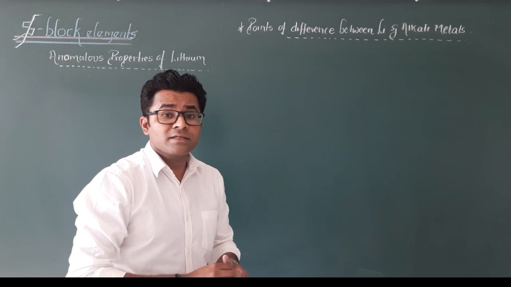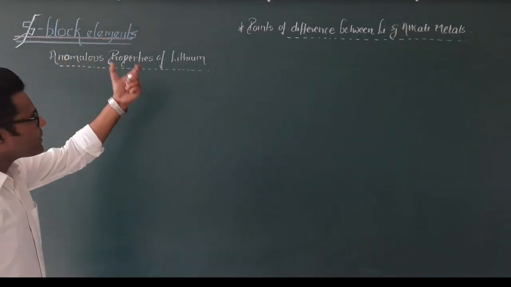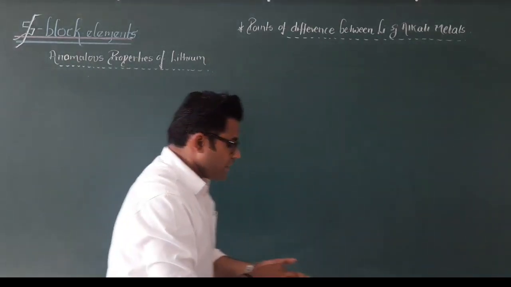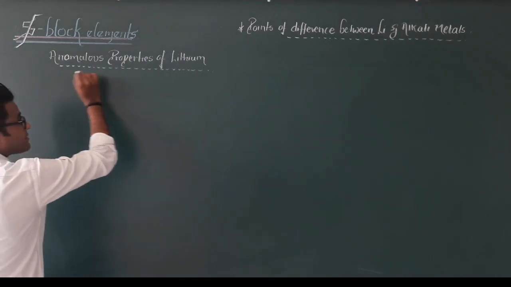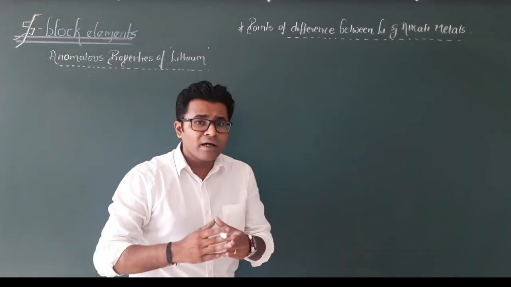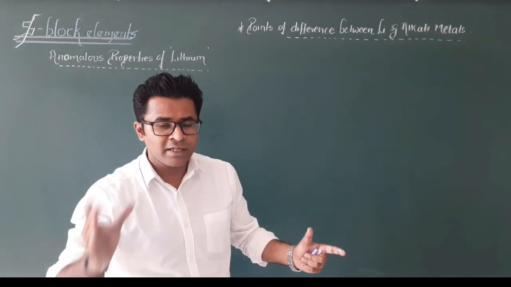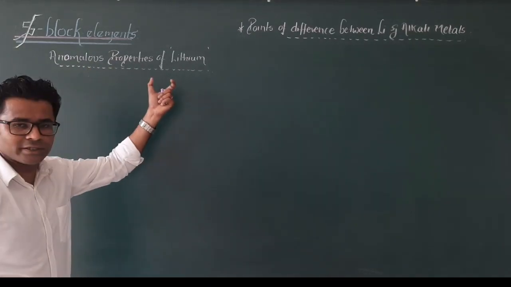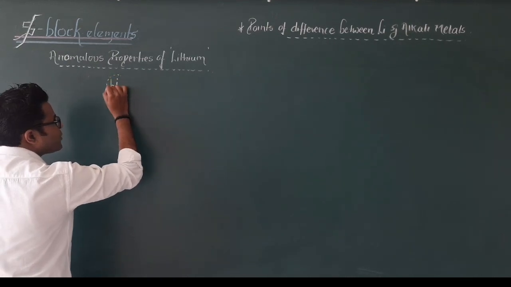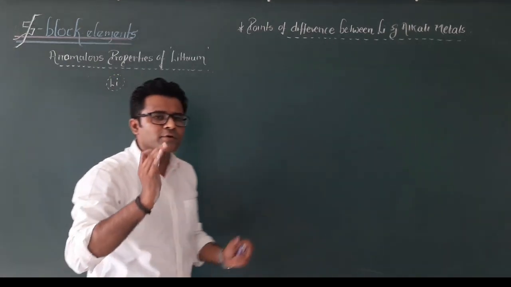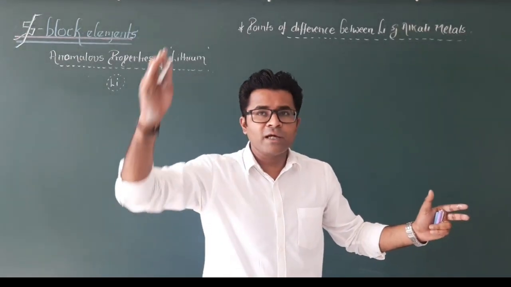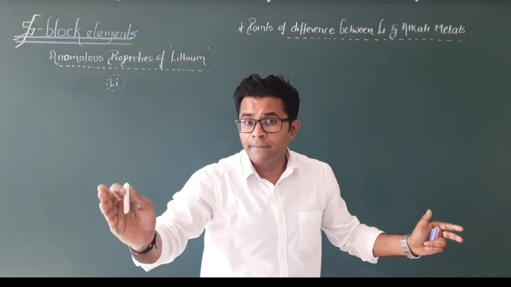Moving forward with the next section, and that is the anomalous properties of lithium. Again, very important for our theory exam points. First thing we have to understand is why lithium shows properties which are not similar to those of the other alkali metals, and that is why we call them anomalous properties. Lithium has two important properties which make it unique among the alkali metals.